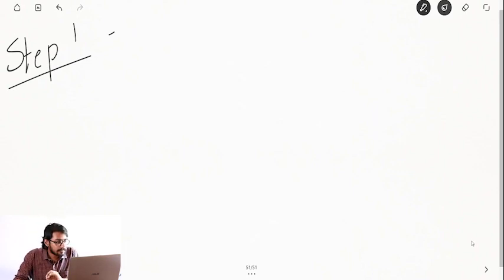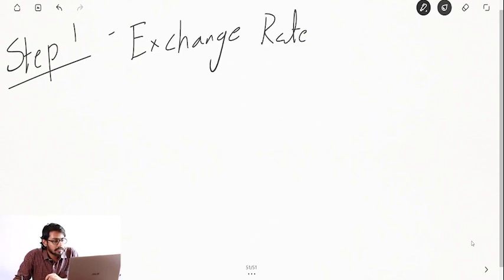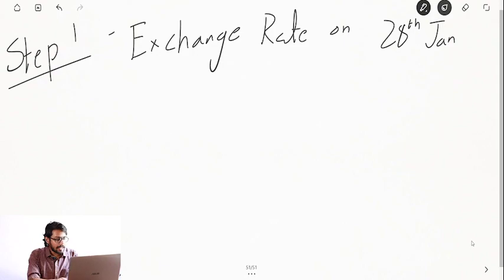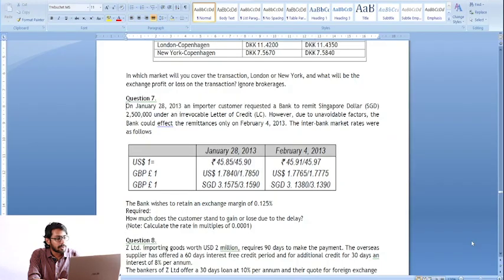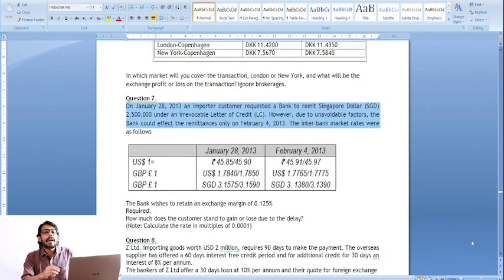Step 1, exchange rate on 28th January. See what is happening? On 28th January you are supposed to remit, but the bank was able to remit only on 4th of February. Donald Trump came, some things happened, there was a lot of drama, Republic Day. The bank could function only on 4th February; the bank caused a delay. Because of the delay, what happened?